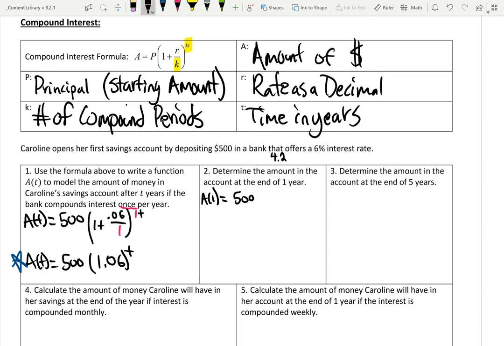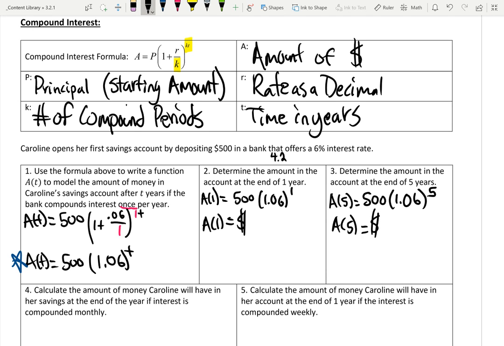So I'm going to substitute in 1 for my exponent, and I'm going to get an amount of money that should be just over 500. Nothing too much. You don't actually earn that much. It's probably way better to actually invest your money, but that's a topic for another day. Now, I'm going to do this again, but I have to plug in 5. So it's going to be $500 times 1.06, and it's just going to sit here for 5 years. Go ahead, use a calculator to figure out how much money would be generated.